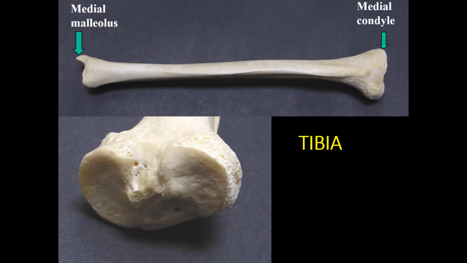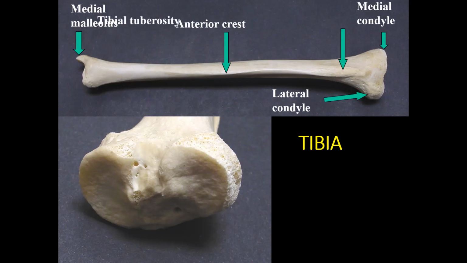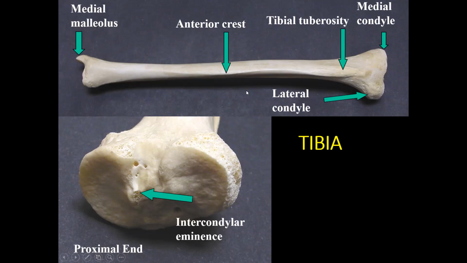There is the medial condyle and the lateral condyle. As I said, they correspond to the medial and lateral condyles of the femur. We have big pads of cartilage that sit there to protect those bones. There's the anterior crest again. And there is the tibial tuberosity, a large bulge here for a point of attachment of muscles. And again, there are the condyles here and here.